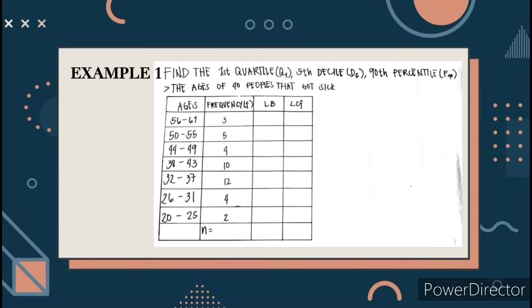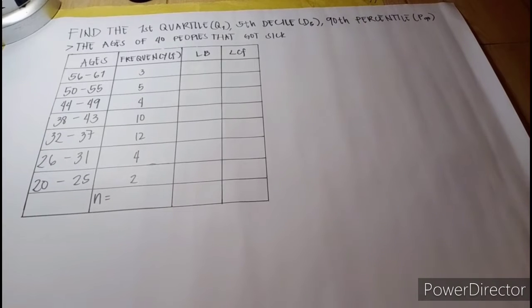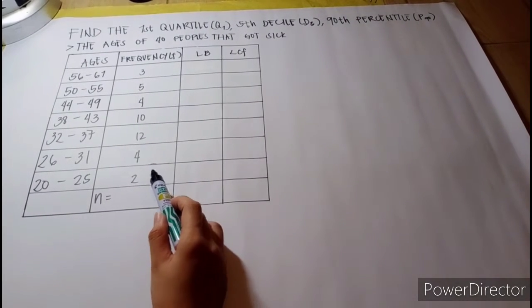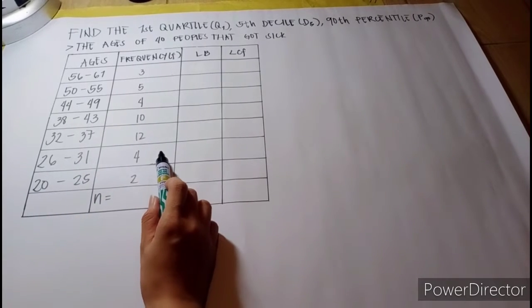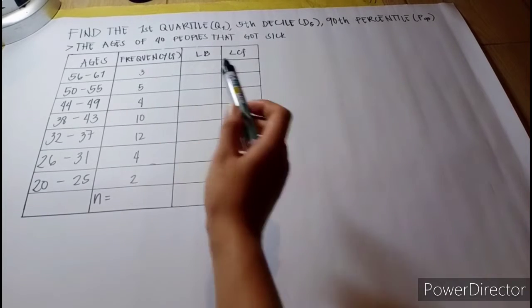For example, given this table, find the first quartile, 5th decile, and 19th percentile. The table shows the ages of 40 people that got sick. The ages from 20 to 25 has 2 people, 26 to 31 has 4 people, 32 to 37 has 12 people, and so on.